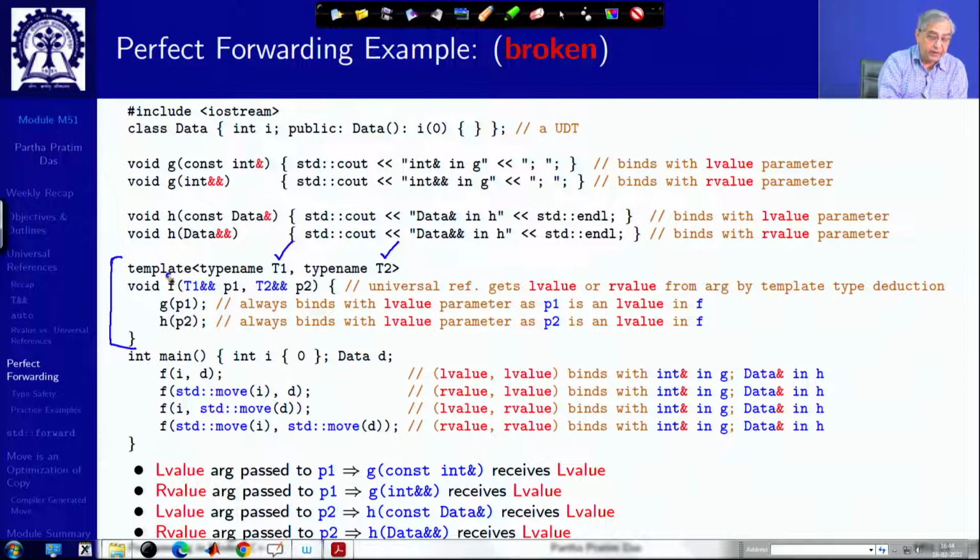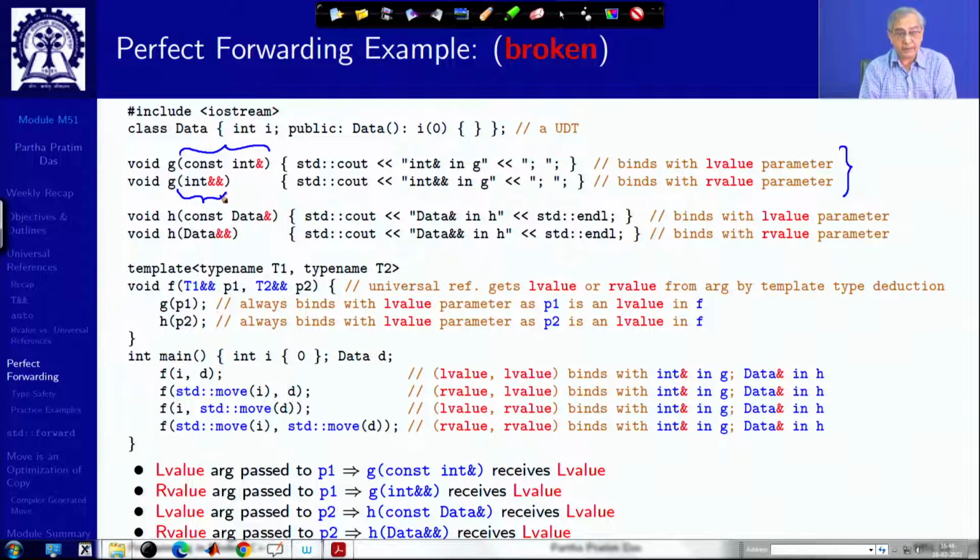So, this function f wants to call a function g and a function h. To g it passes parameter p1, to h it passes parameter p2, right. This is what it wants to do. Now, for g and h we have written two overloads. For g we have written one overload which takes const int&, which means it takes an L value parameter, and it has another overload where it takes an R value parameter, right.